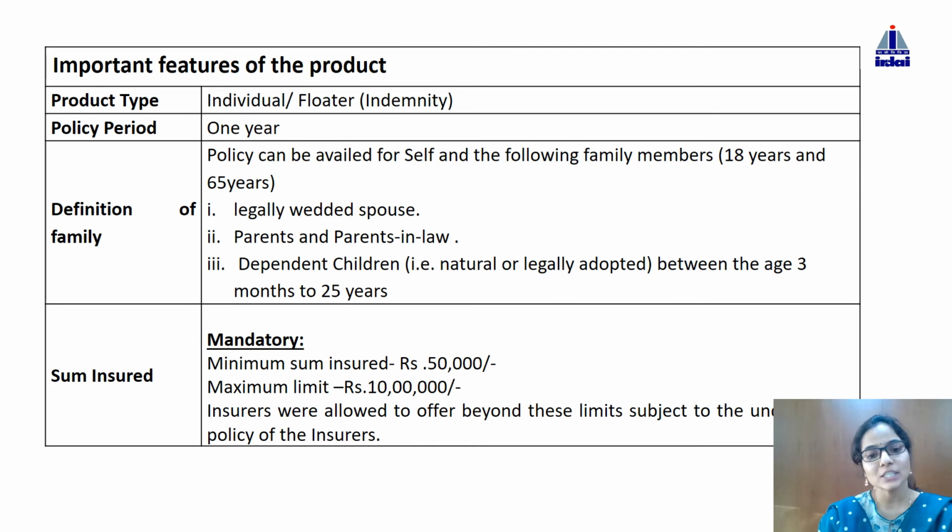Insurers were mandated to offer a minimum sum insured of Rs 50,000 and a maximum of Rs 10 lakhs under Arogya Sanjeevani policy. However, subject to their underwriting policy, insurers can offer the sum insured beyond these specified limits.